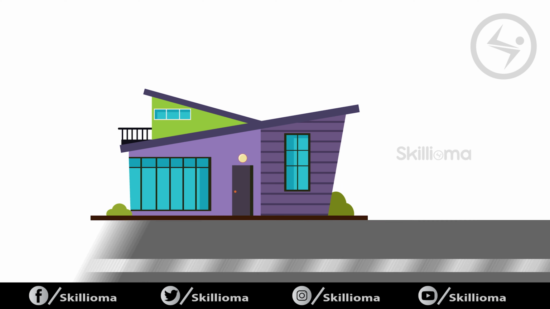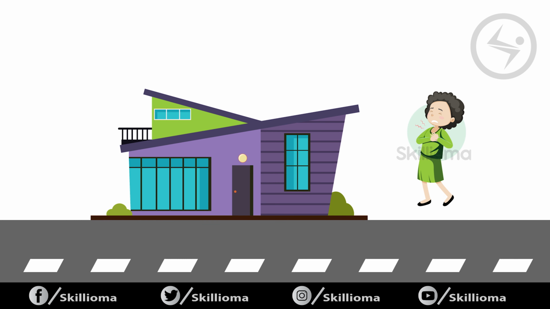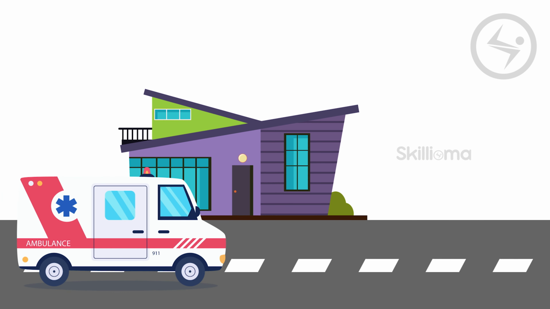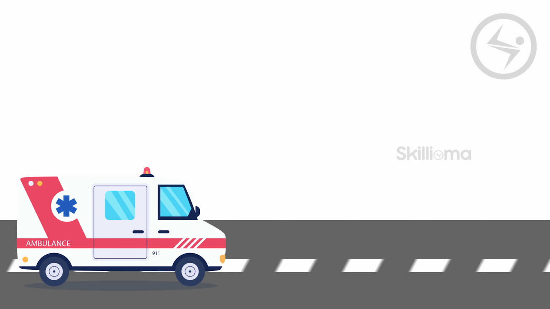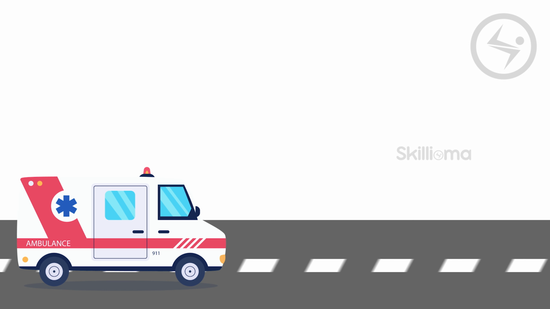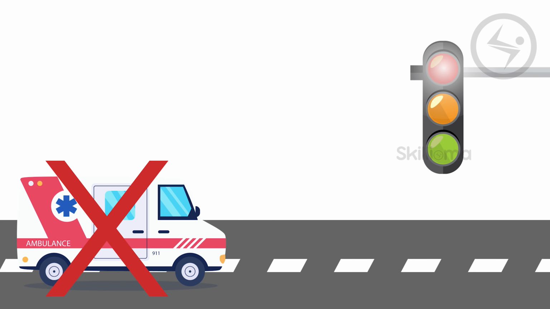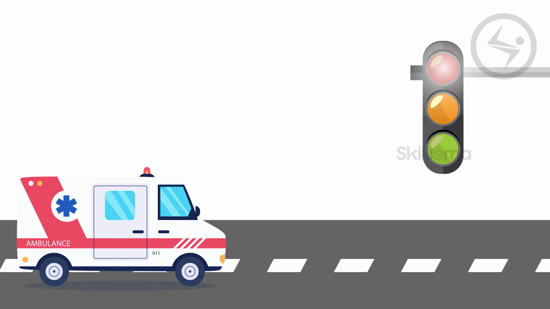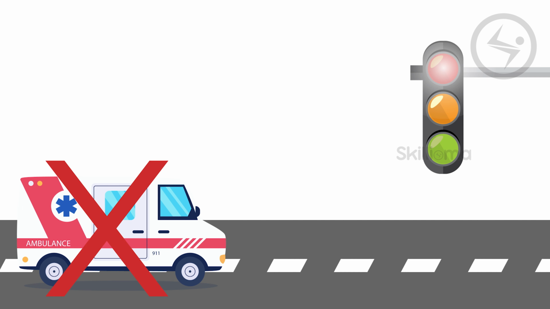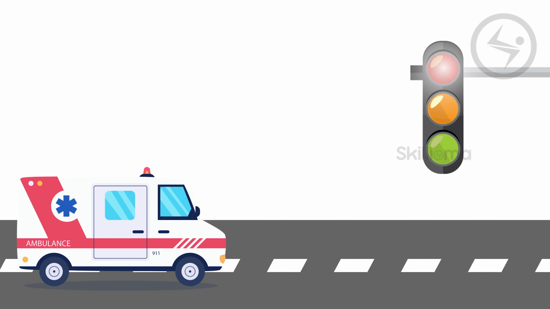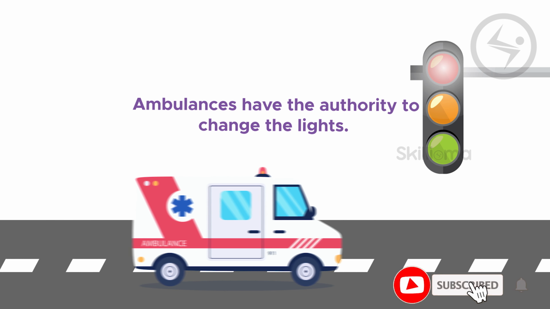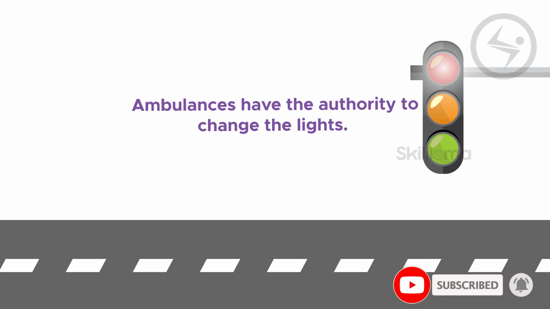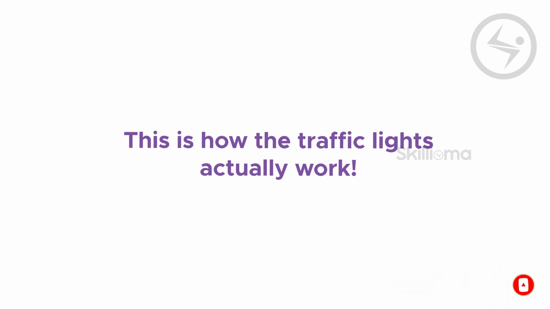Suppose there is a house in which the individual is having severe heart-related problems. The ambulance is at the house and now it is rushing towards the hospital to save that particular individual. Now that there is a traffic light coming up, the ambulance cannot stop at the light because any delay in the procedure could complicate the issue he is having. In order to avoid that, ambulances have the authority to change the lights. And even if it is a red light, an ambulance can pass through the red light without breaking the law of the country. This is how the traffic lights actually work.